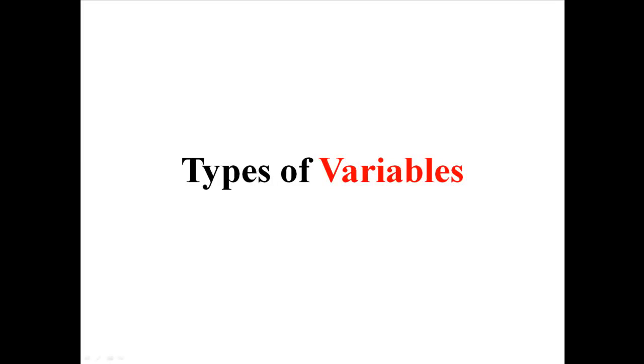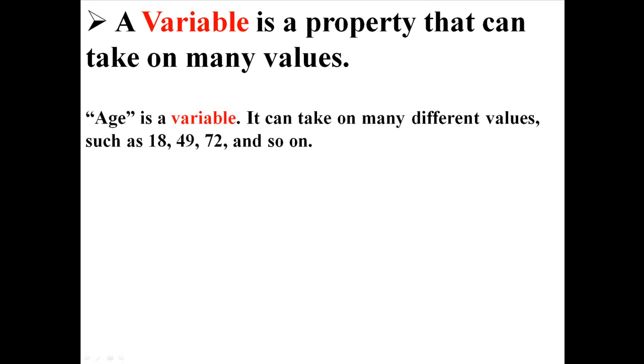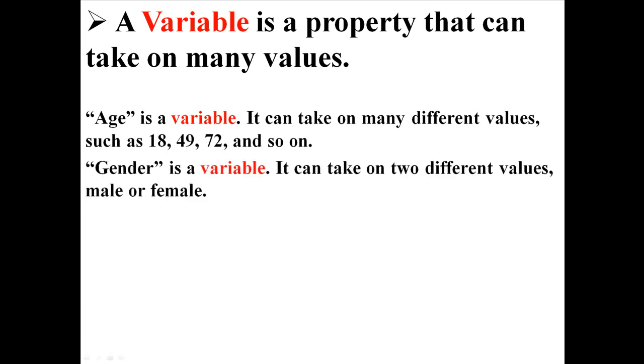Okay, so now I'm going to talk about different types of variables. So, first of all, what is a variable? Well, a variable is a property that can take on many values. Like, for example, age is a variable because it can take on many different values like 18, 49, 72, and so on. Gender is also a variable that can take on two different values, male or female.